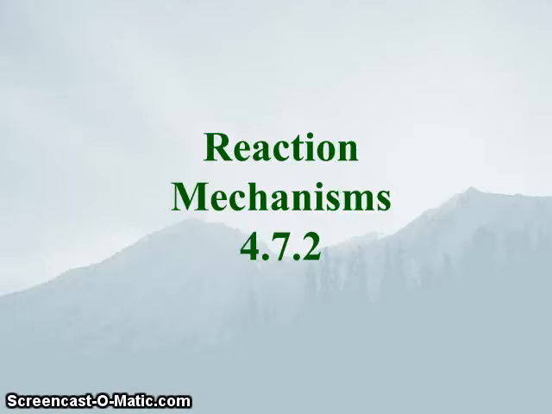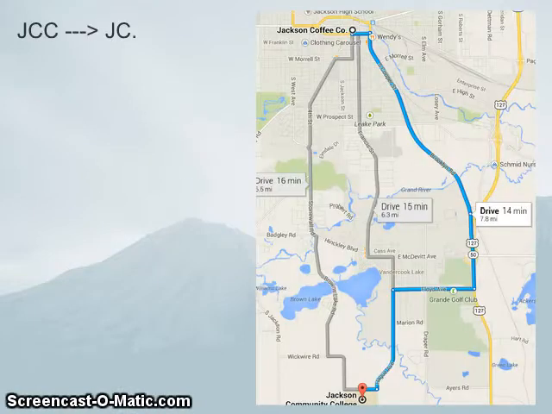Here we're going to talk about reaction mechanisms, basically how we get from one place to another, the reactants to the products. So let's consider a very simple chemical reaction going from the Jackson Coffee Company in downtown Jackson to Jackson College here south of Jackson. Now here are three possible routes that I could take to go from my reactant to my product. The reaction mechanism is basically how do you get from there to there.